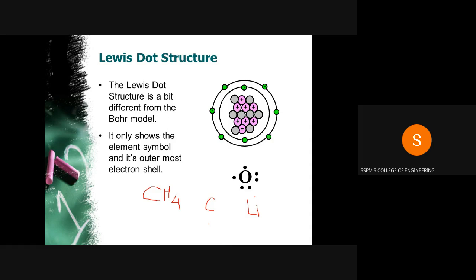For CO2, let us start with carbon. See the structure of carbon. Carbon has a total of 4 valence electrons.